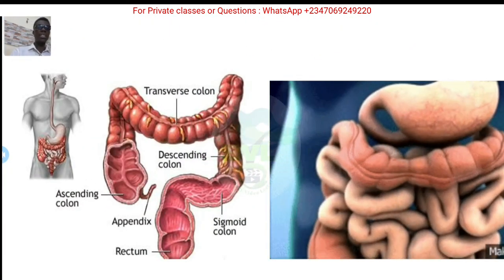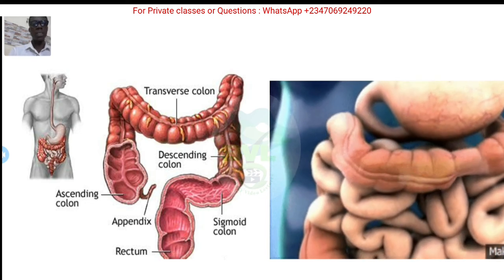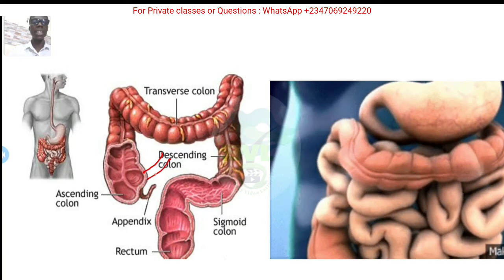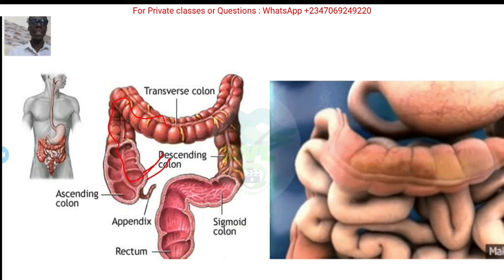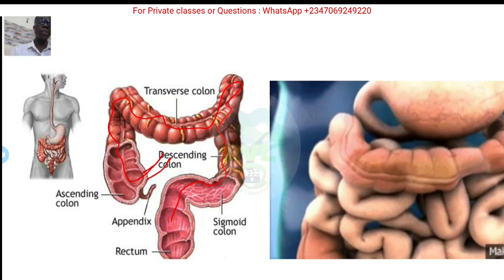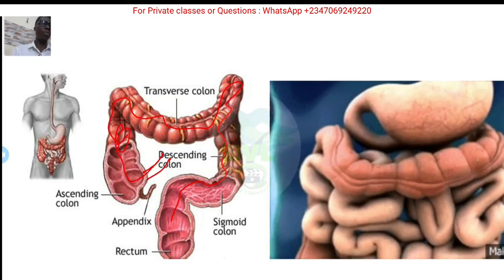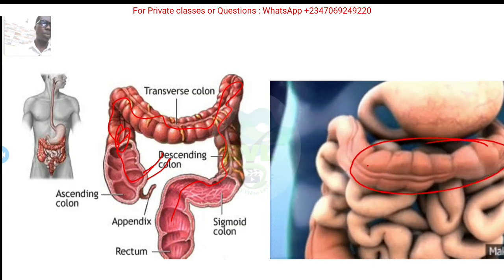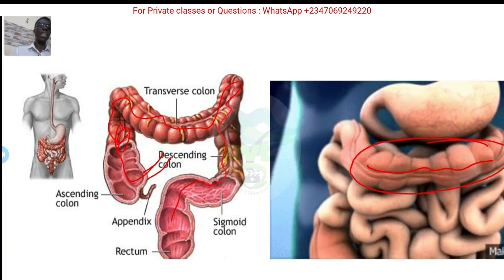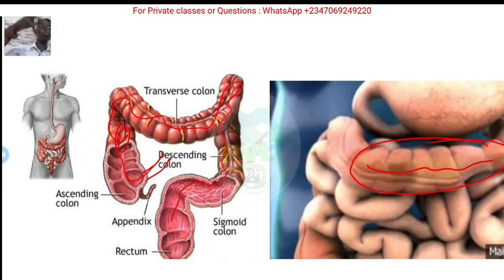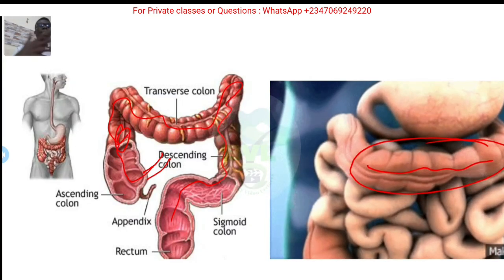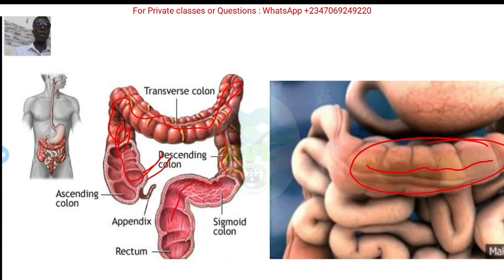So this is showing you the large intestine. The food comes in from the small intestine like that, then goes on like that. As it's moving, the water in the fecal matter is being absorbed into the bloodstream, so that we won't lose water in the fecal matter as well. All right.